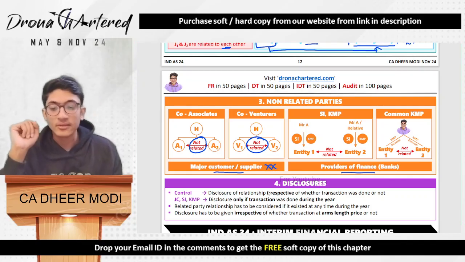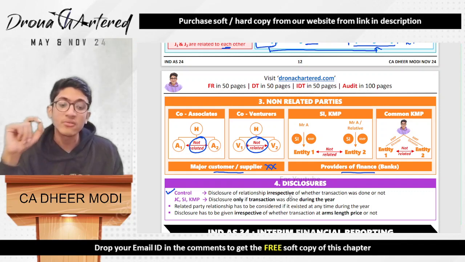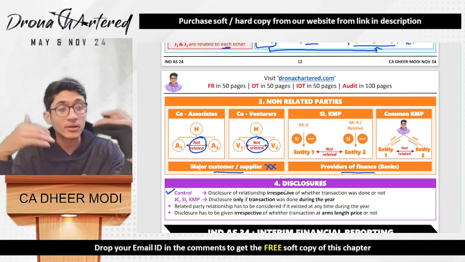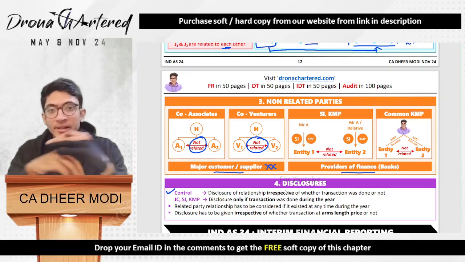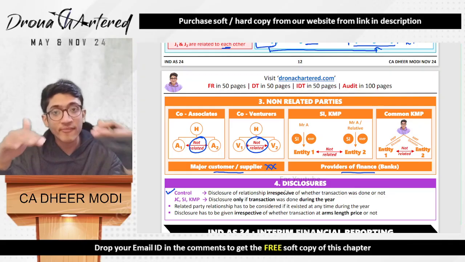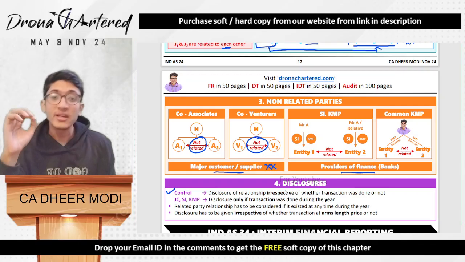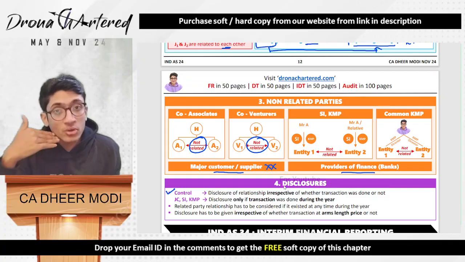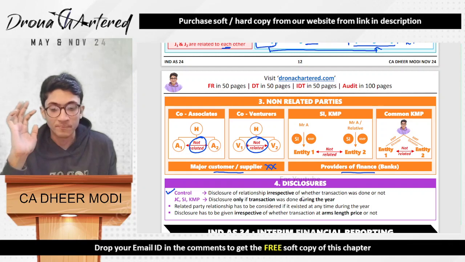Coming to your last part, that is disclosure. So disclosure is first, if there is control, then you have to disclose the relationship irrespective of whether a transaction was done or not. So basically, what do you have to disclose between related parties? Say for example I'm Dheer and there is another related party, say entity A. Now does entity A have to disclose that Dheer is a related party? Do they have to disclose or not is the question. So if I control that entity, then disclosure has to be done, whether or not that entity has done any transaction with me. Irrespective of that, the entity will have to disclose it.